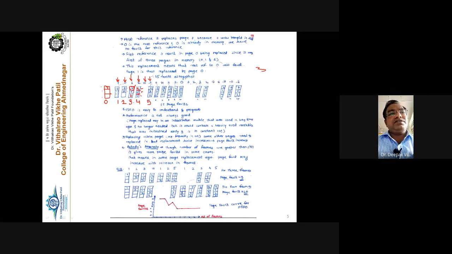1 is the oldest one out of 2, 0, 1. So replace 0 by 3. So the structure becomes 2, 3, 1. And the page fault is now satisfied.